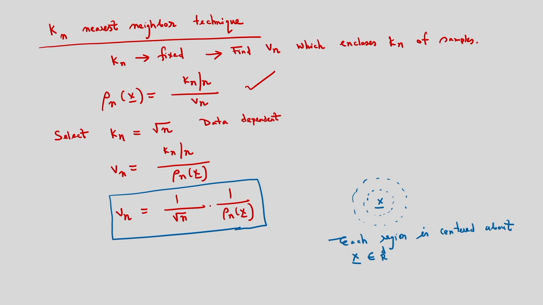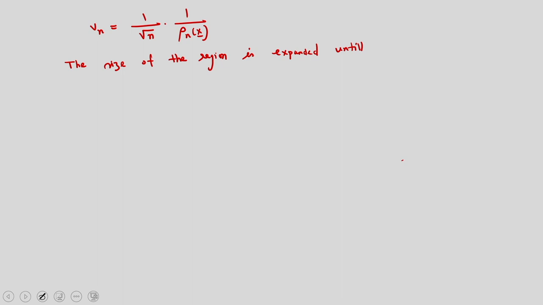So move to the next slide. We have obtained the volume Vn is equal to 1 by root n into 1 by Pn(x). So if the density of the training samples is very high around the point x, the region will be very, very small, and vice versa. So now you can see the size of the region is expanded until it encloses kn number of samples, where kn is a function of n. I have already explained, actually kn is equal to root n.